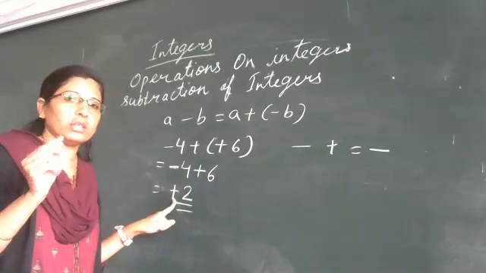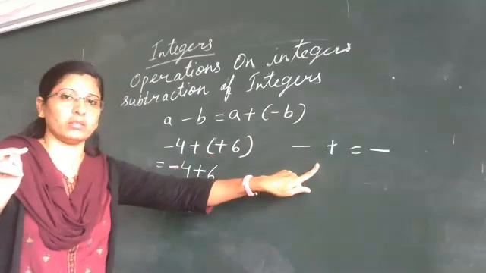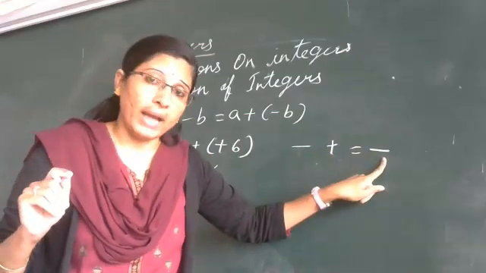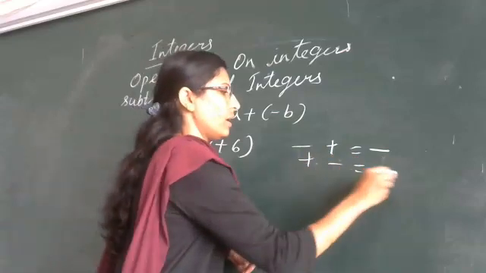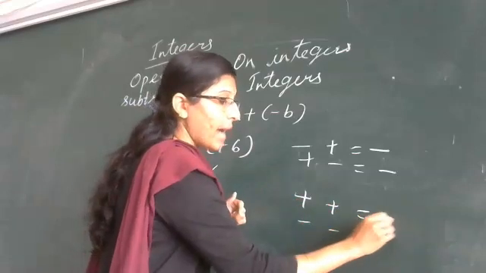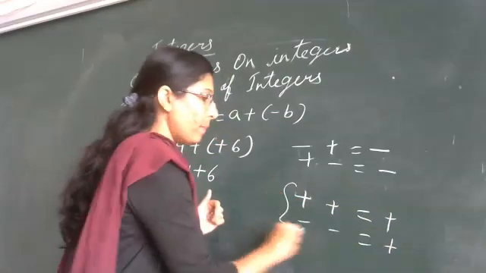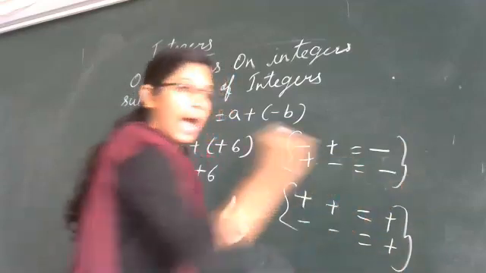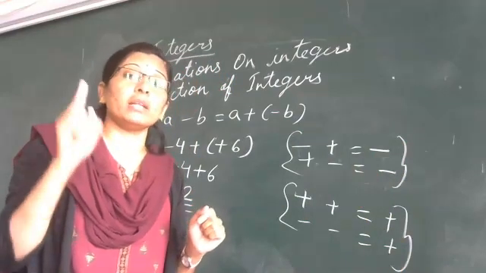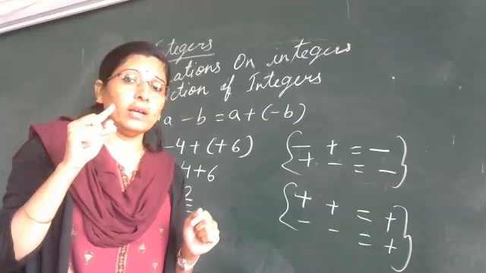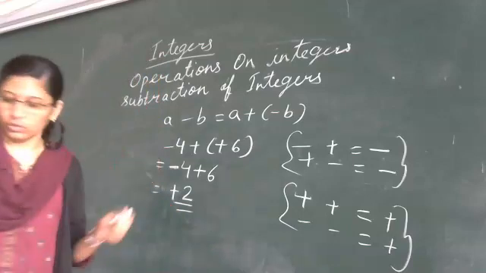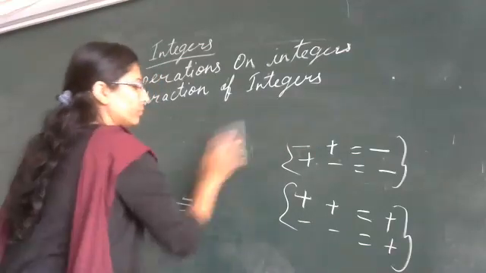Don't get confused. Think, and only remember this: when opposite signs are there, you have to do subtraction, and when same signs are there, you have to do addition. Only remember this. And in the answer, you have to put the sign of the greater number. Understood now? Yes, ma'am.